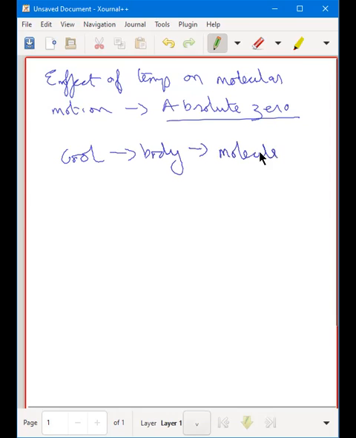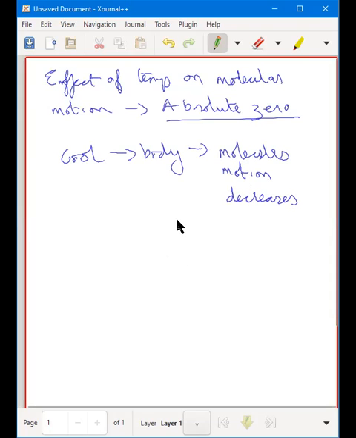What will happen to the molecules? Anybody? Is everyone sleeping? Even I would like to go to sleep now. If I don't receive answers, I will not continue. Anyone, unmute yourself and tell me what happens to the molecules when I cool a body?